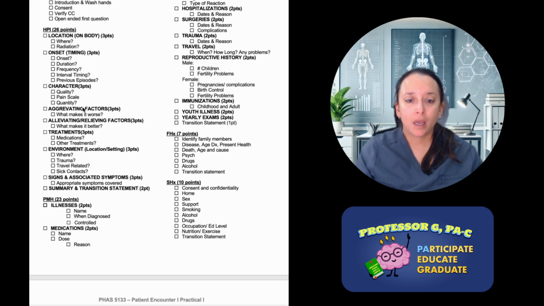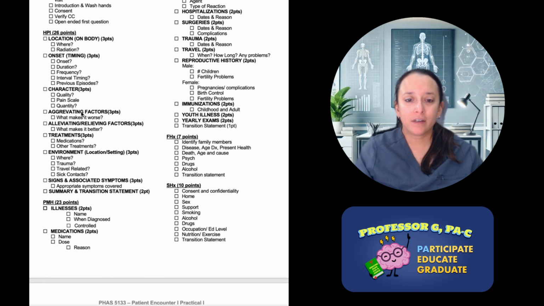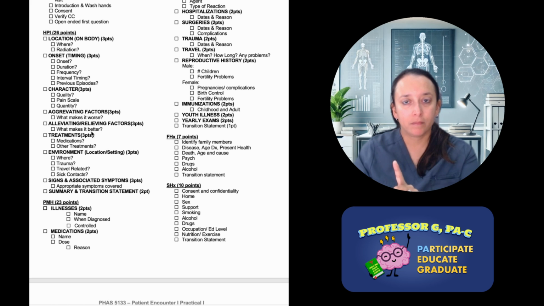You could do that. Then we move on to aggravating and alleviating factors. I think those are pretty self-explanatory. The treatments, this is separate from the relieving factors. Sometimes patients will give you medications, but you need to ask them as 2 separate questions to get the points. So is there anything that makes it better? Okay. And then the next, even if they give you like, oh, I take Tylenol, okay, then you need to also ask any other treatments.